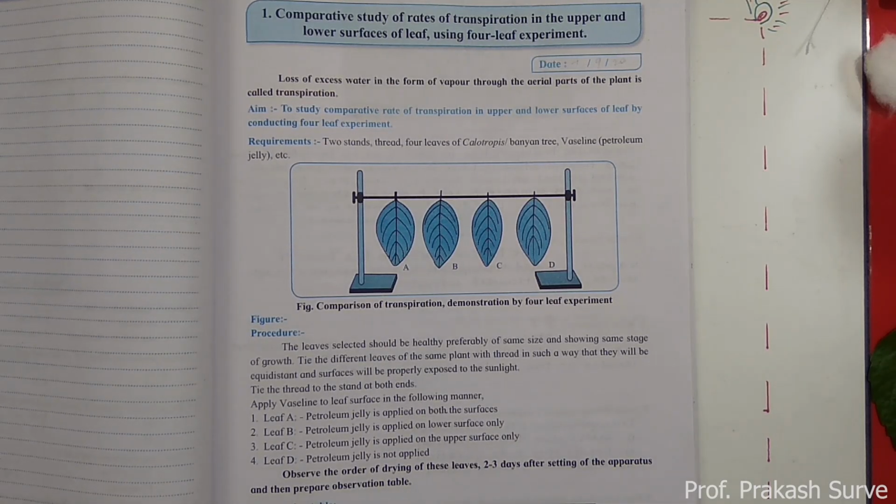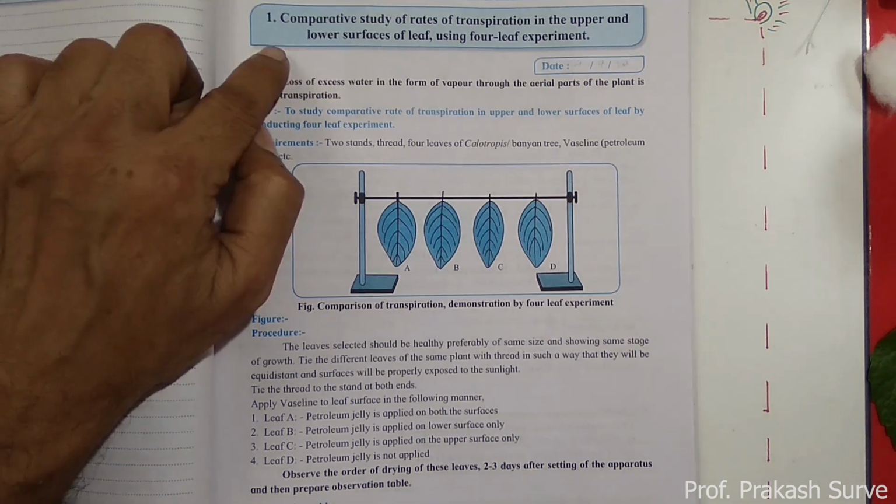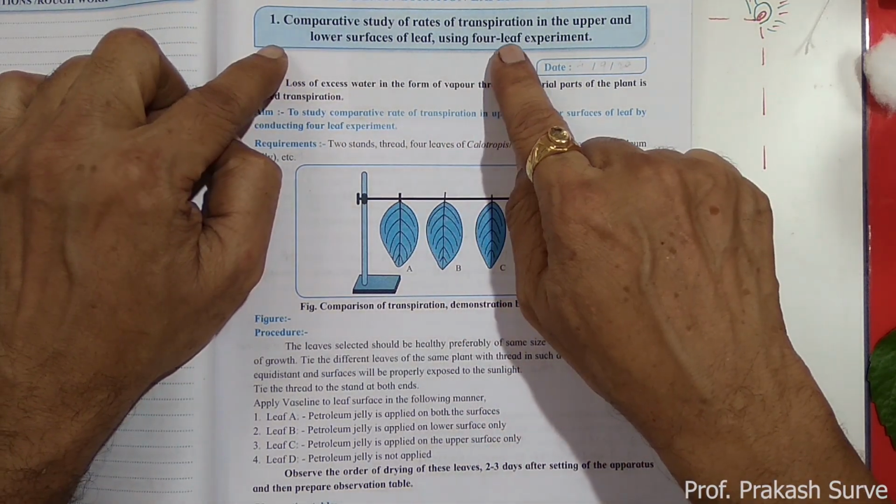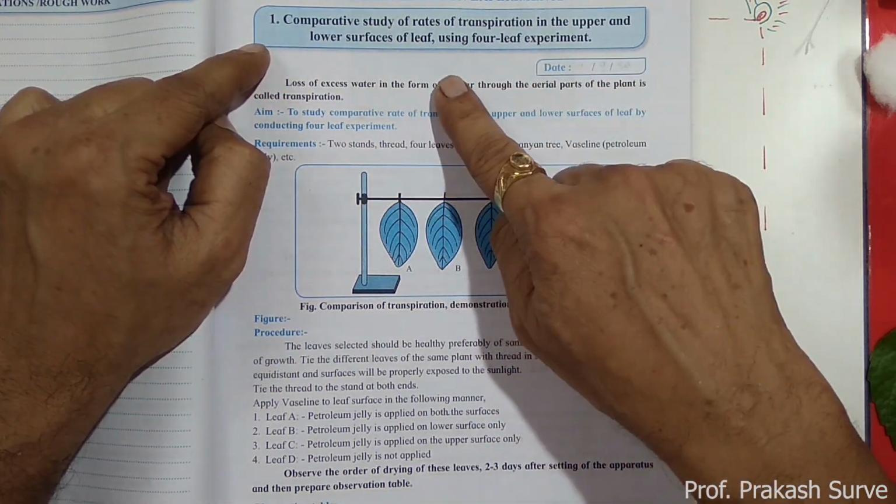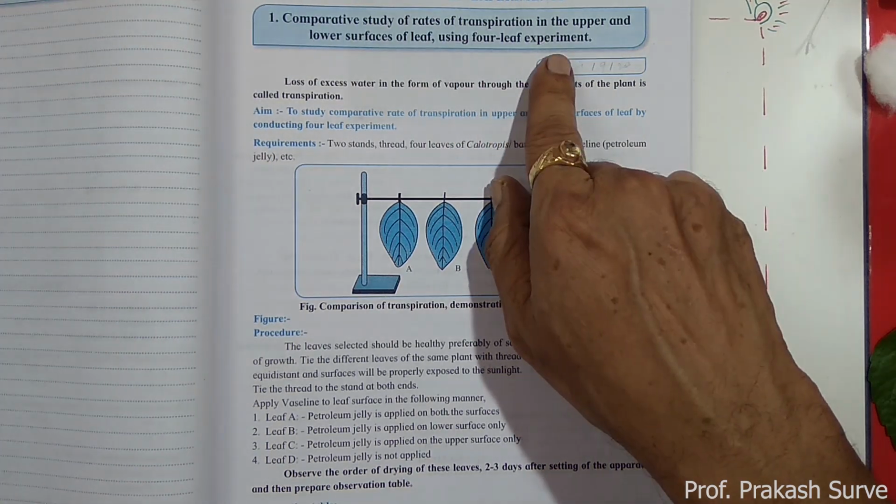Welcome dear student for the new practical, that is for the transpiration experiment. Comparative study of the rates of transpiration in the upper and the lower surface of the leaf using the four-leaf experiment.